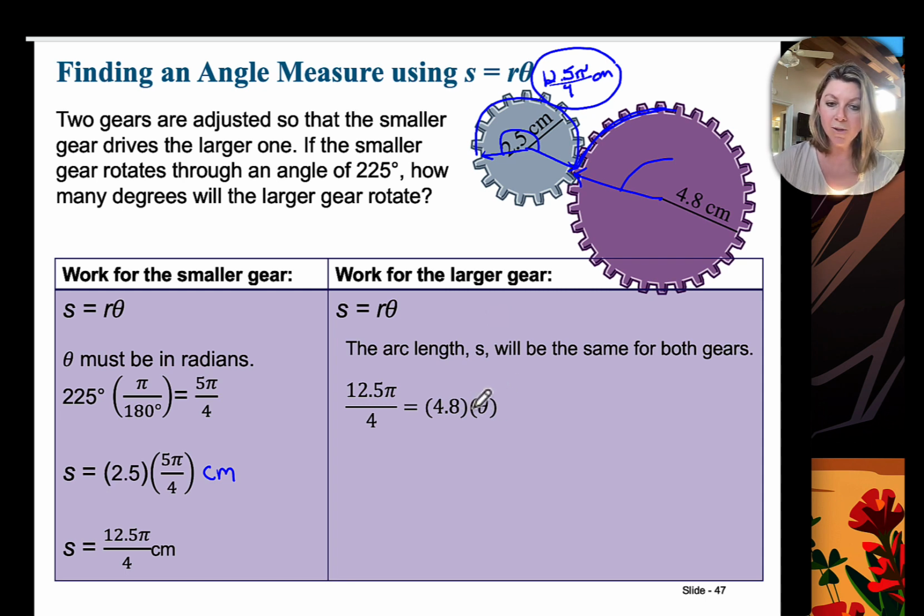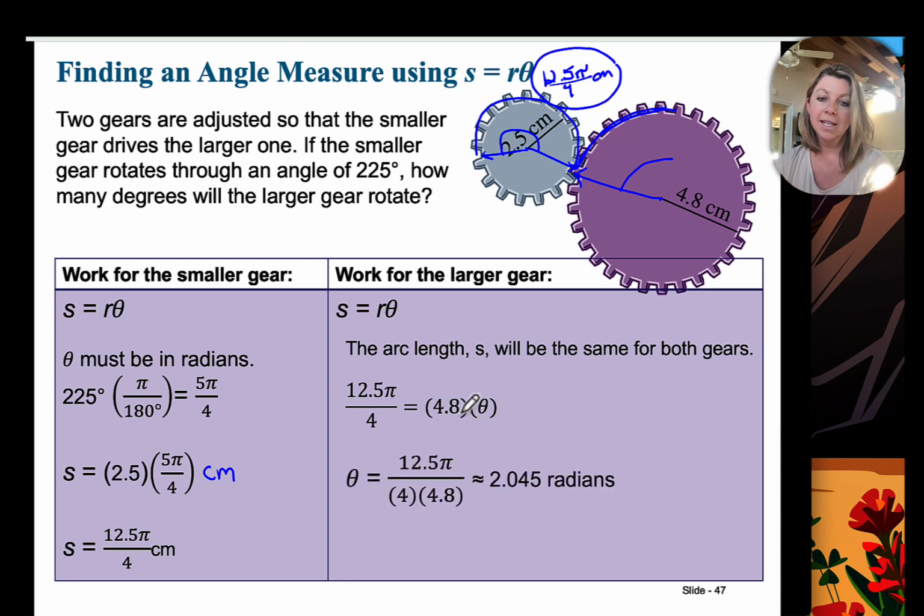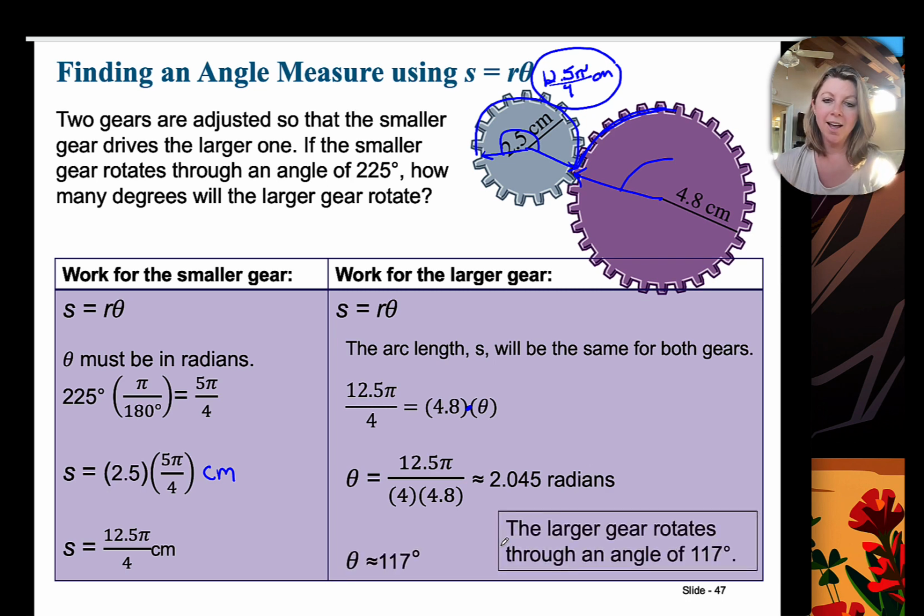We're going to use our algebra skills now to isolate theta. To isolate theta, we would need to get rid of this multiplied by 4.8. We do that by dividing both sides of the equal sign by 4.8. Now it looks like this. Theta equals 12.5 pi over 4 times 4.8. If we do those calculations there, we have approximately 2.045, and that is our angle. So our units are radians. And that answers our question that the larger gear rotates through an angle of 117 degrees.